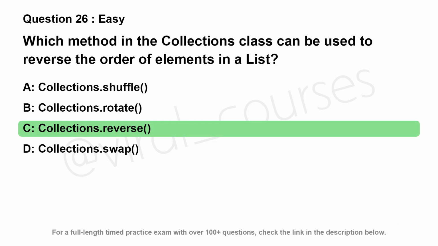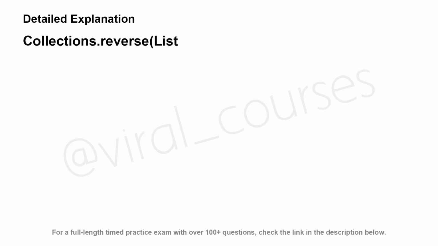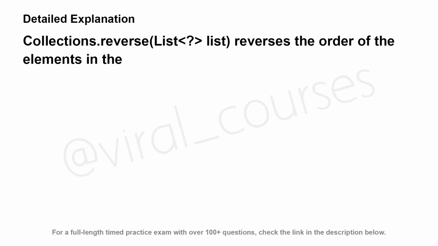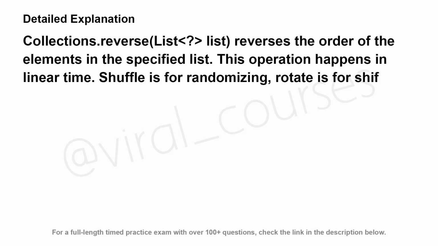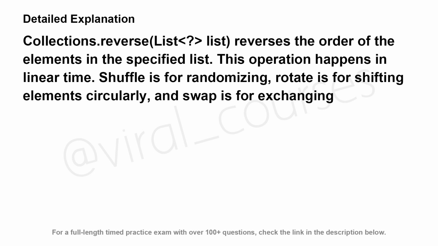The correct answer is C. Collections.reverse(List<?>) reverses the order of the elements in the specified list. This operation happens in linear time. Shuffle is for randomizing. Rotate is for shifting elements circularly. And swap is for exchanging two specific elements.